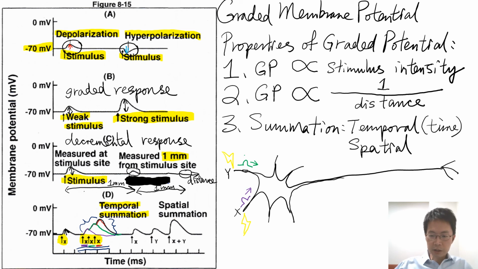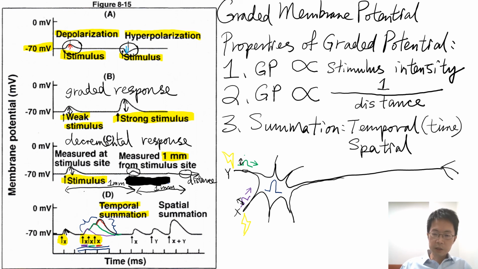So the amplitude of this graded potential should be the same as the amplitude of this graded potential here. They should have the same amplitude, the same height. And guess what? When the two graded potentials reach the soma, the soma will add them up, and then they will become taller.